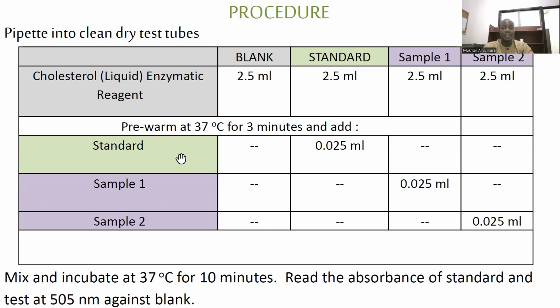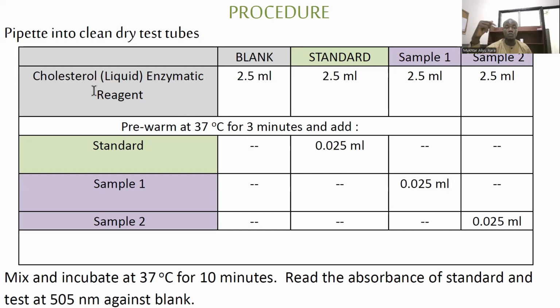Then you add 0.025 ml of the standard to the standard tube, and for sample 1, you add 0.025 ml of sample. This is what you need to understand, ladies and gentlemen. You need to have 4 different test tubes.